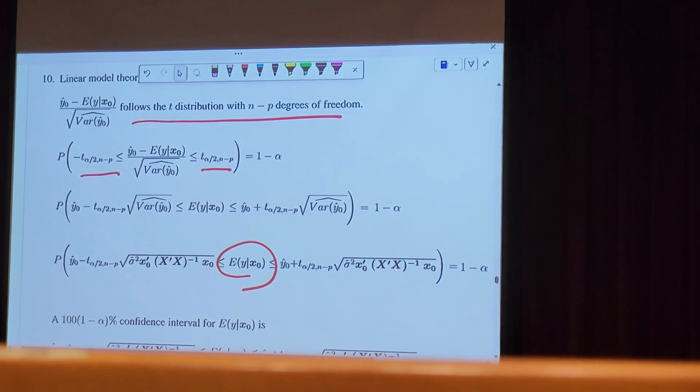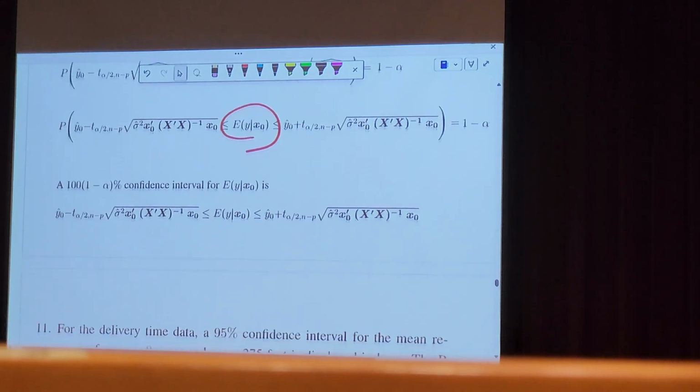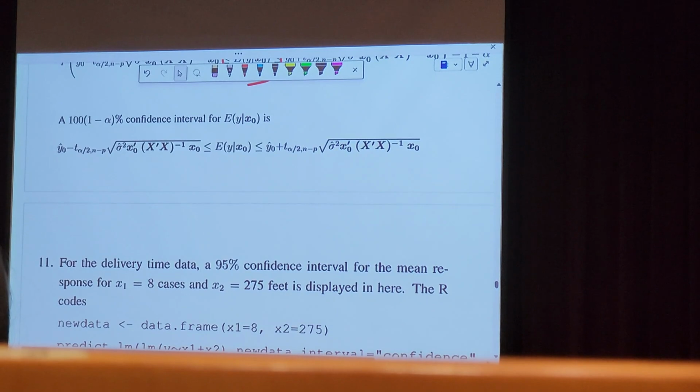So you can go through this process for the regression coefficient. It's the same procedure, and then you can find this confidence interval. Okay? So it is this. So what are we estimating? We are estimating the mean response at a particular set of values of the regressors.